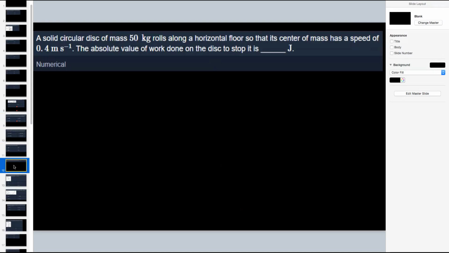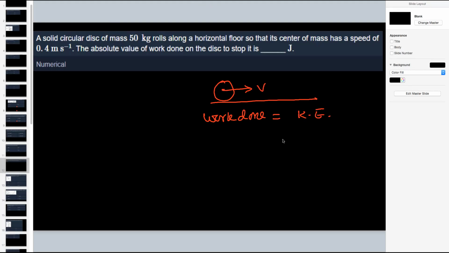See the next one. A solid circular disc of mass 50 kg rolls along a horizontal floor so that the center of mass has a speed 0.4 meters per second. The absolute value of work done on the disc to stop it is. It is a very simple problem related to some basic idea. Now, what is given in your problem? A disc moving with some velocity v. Now, what is the work done to stop it? Yes, it is equal to its kinetic energy.